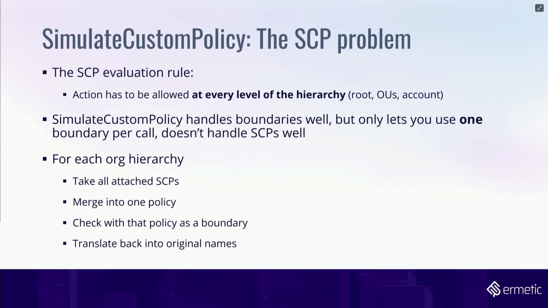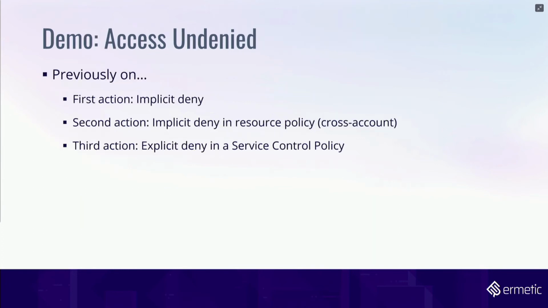So what did we do in the tooling? We took all the attached SCPs at every single hierarchy level, merged all the statements into one policy, checked that policy with simulate custom policy, and then unwound it as needed back into the varied policies to get the target ARNs of the original names. So to simulate one thing, we're running several calls of simulate custom policy in order to use all the different types of boundaries and check them against it.